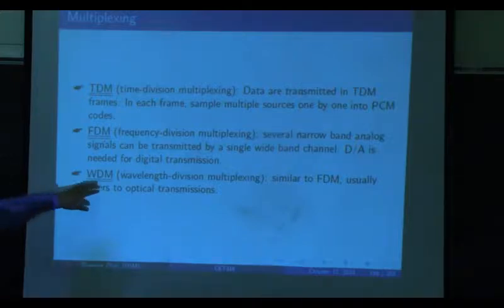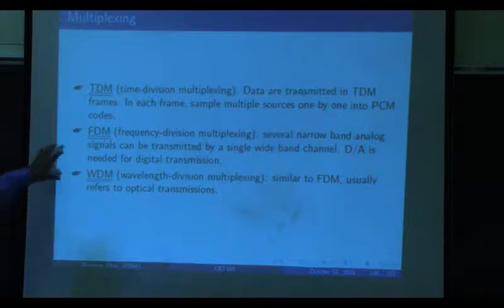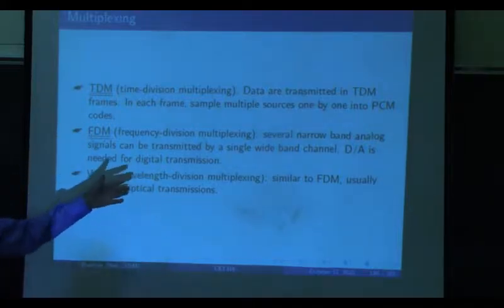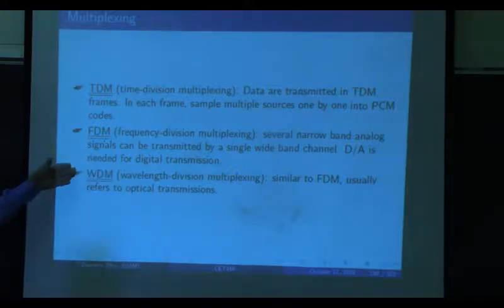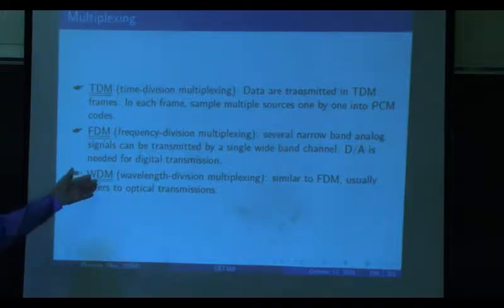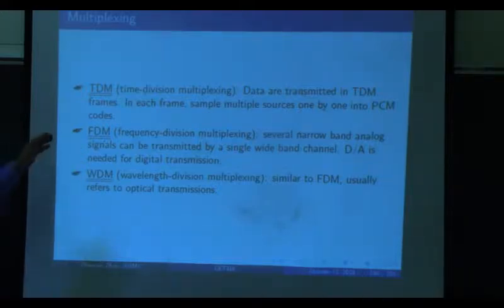And the last type is called wavelength division. We know frequency and wavelength are related. Frequency times wavelength equals the speed of light. So the two are actually the same thing. The only difference is that wavelength usually refers to very high frequency, for example, optical communications. In that case, the frequency is even in the terahertz. It's very high. Then instead of frequency, we use wavelength. Otherwise, they are almost the same.